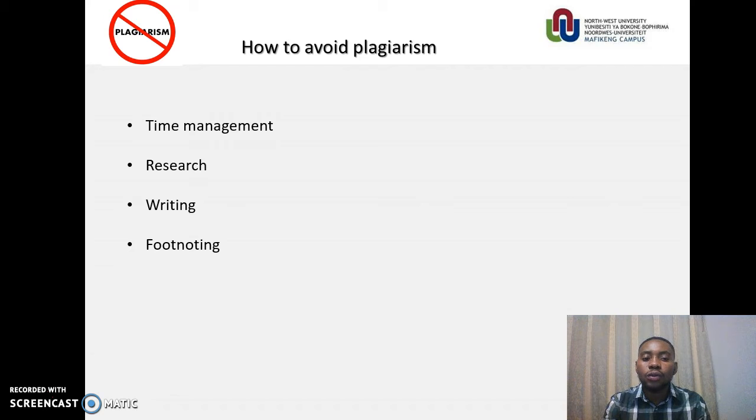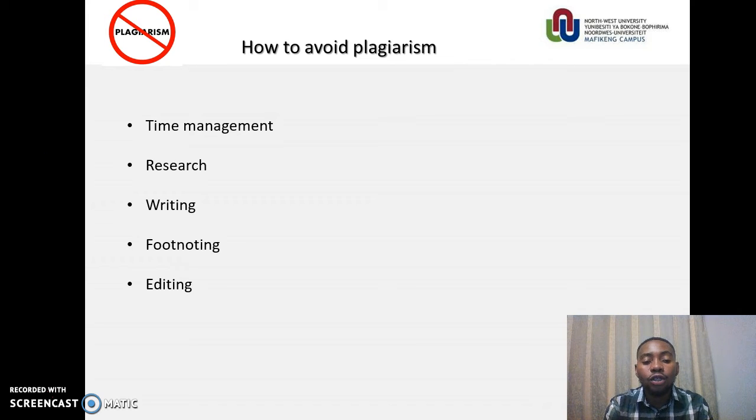Footnoting, yes, it goes without saying. One should footnote to avoid plagiarism. A footnote will tell us that this idea, you took it from a certain source, and hence you can't be charged with plagiarism because you did acknowledge where you got the idea from.